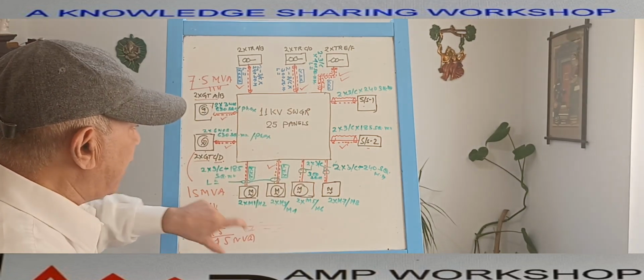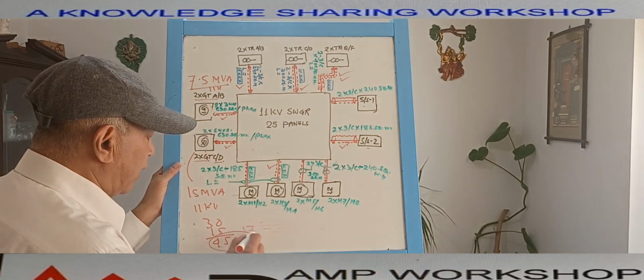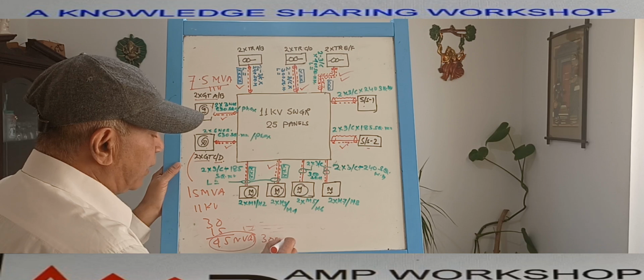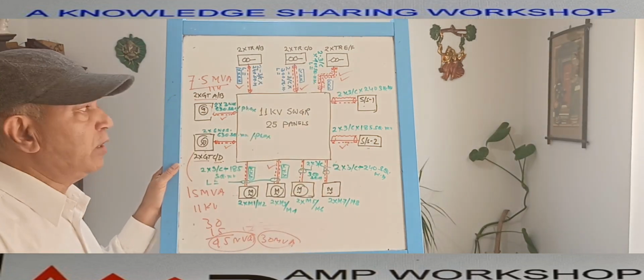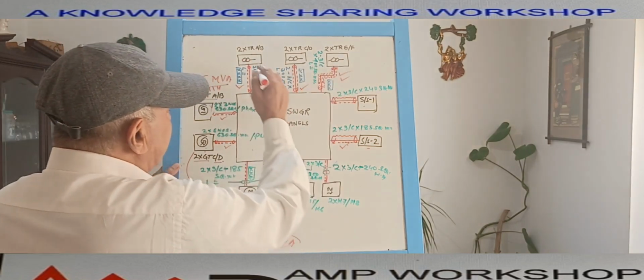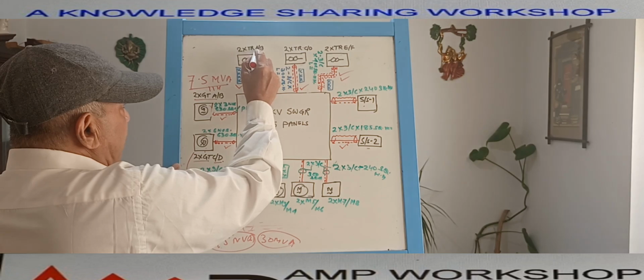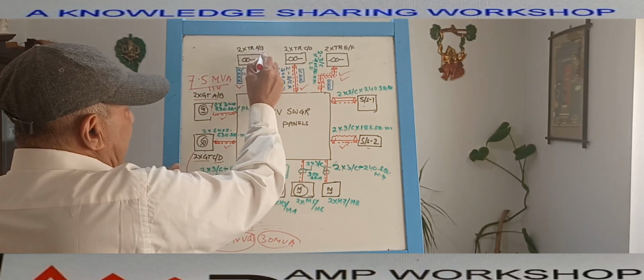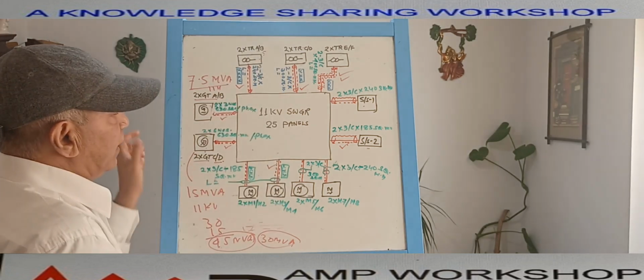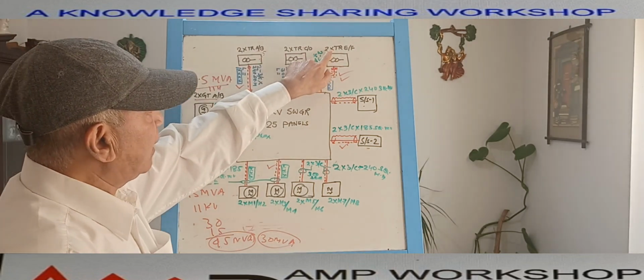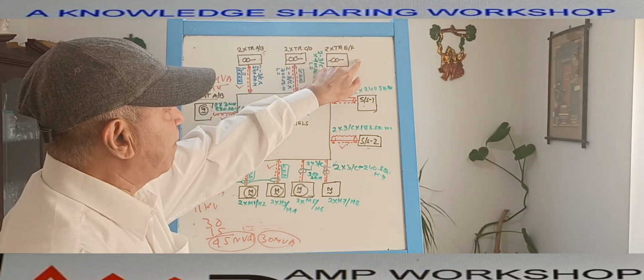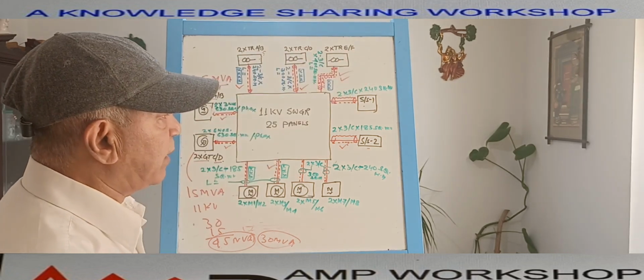Out of this 45 MVA, maybe at a particular instant I have a 30 MVA requirement. This 30 MVA load is connected through various transformers. There are 2 similar transformers tagged A and B. There are another 2 transformers tagged C and D, and another 2 tagged E and F. So there are a total of 6 transformers.